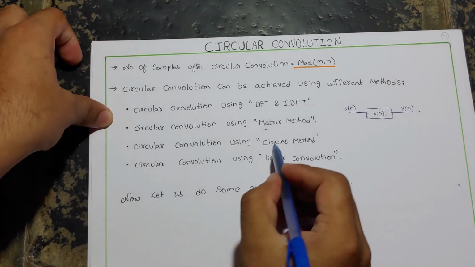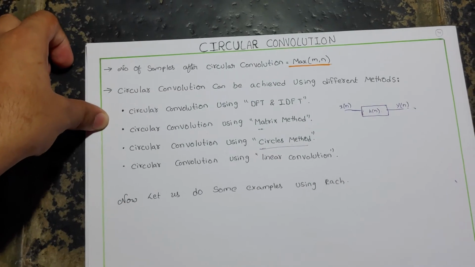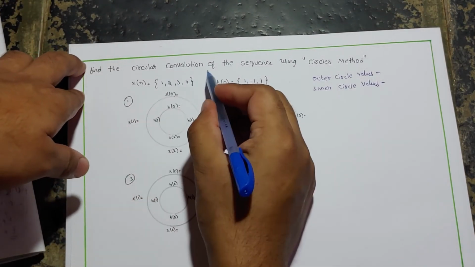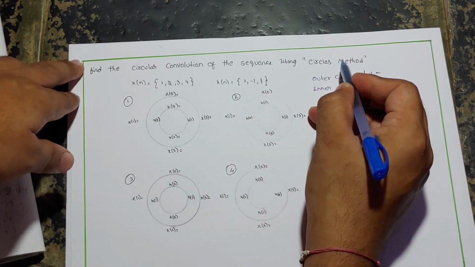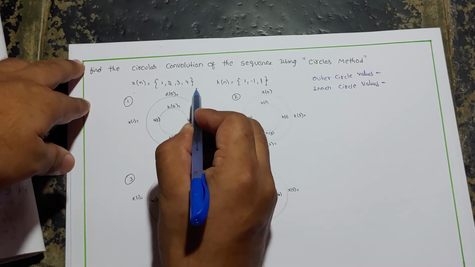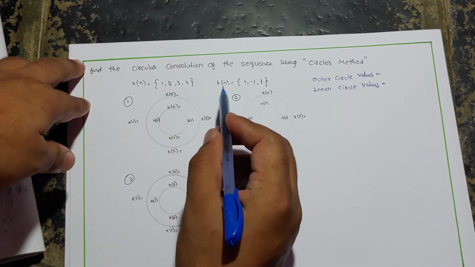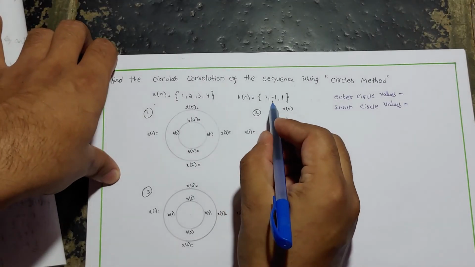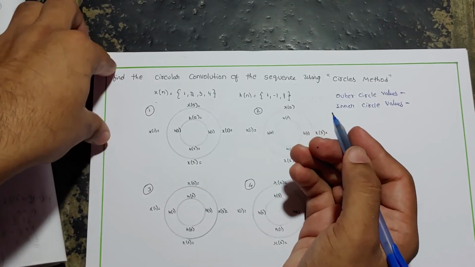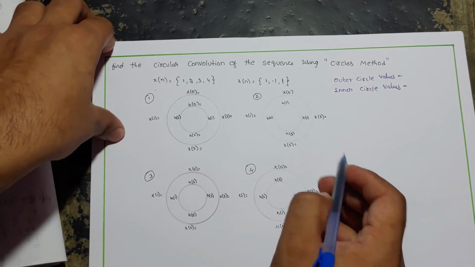Let us do an example on the circles method. Here is the example. Find the circular convolution of the sequence using the circles method, where x of n is equal to 1, 2, 3 and 4, and h of n is equal to 1, minus 1 and 1, which is the same example we took in the previous example.